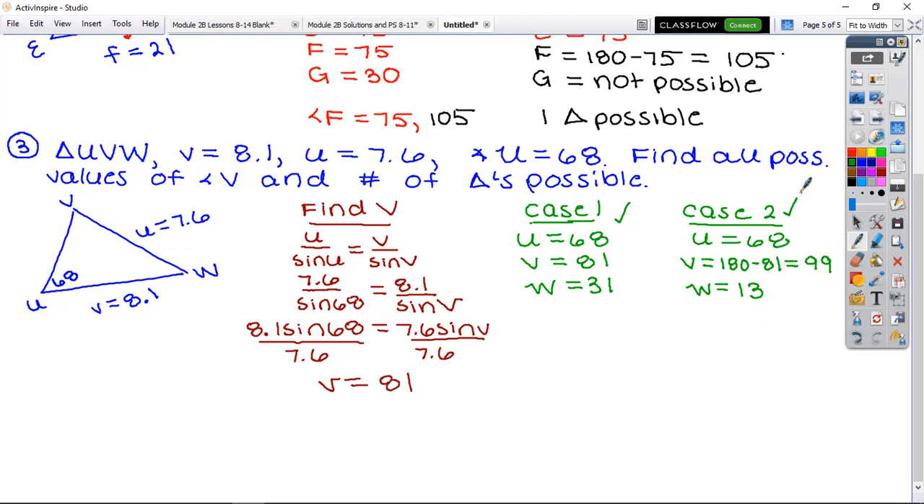So possible angles for V would be 81 and 99. And how many triangles possible overall would be 2. So 2 triangles possible.